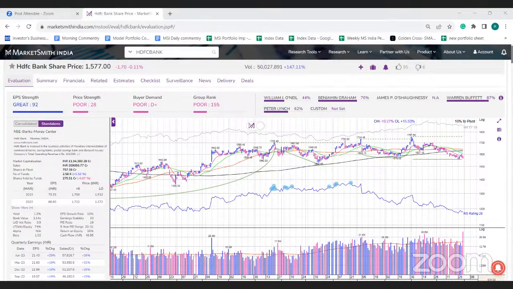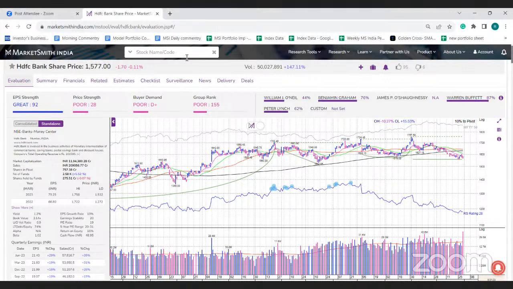Let the stock reclaim moving averages and then break out from the current base pattern. So it is a long way to go, another 10% from here. A stock with this huge market cap advancing 10% will take a lot of time. So let's wait and see. And if you are holding it, it's better to exit and move on to other stocks which are trading above moving averages and leading the market rather than staying with the laggards.